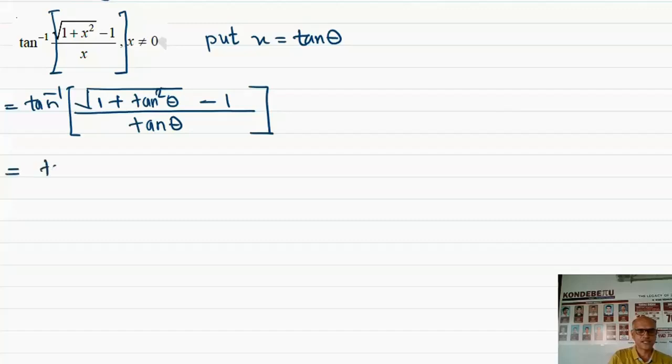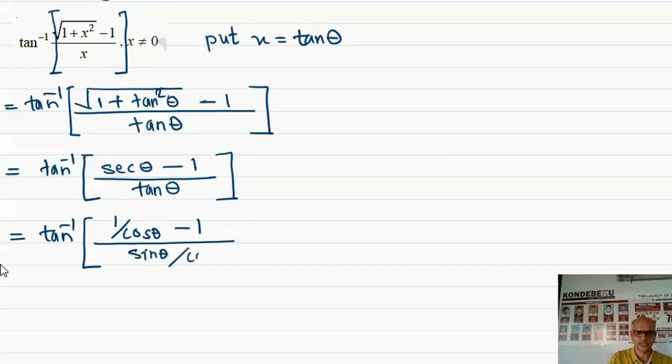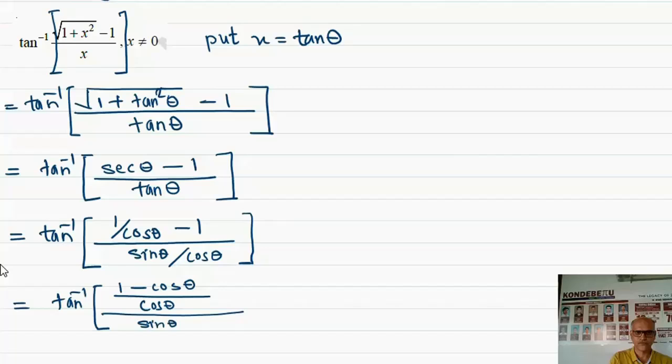So 1 plus tan square theta is secant square theta. When the root comes out, it will be secant theta minus 1 divided by tan theta. Now convert all the terms into sin and cos. Secant and tan, convert them into sin and cos. So you will have tan inverse, secant theta will be 1 by cos theta minus 1, divided by tan theta, which is sin theta by cos theta. Clear? Now if I take LCM in the numerator, you will have 1 minus cos theta divided by cos theta, whole divided by sin theta by cos theta.